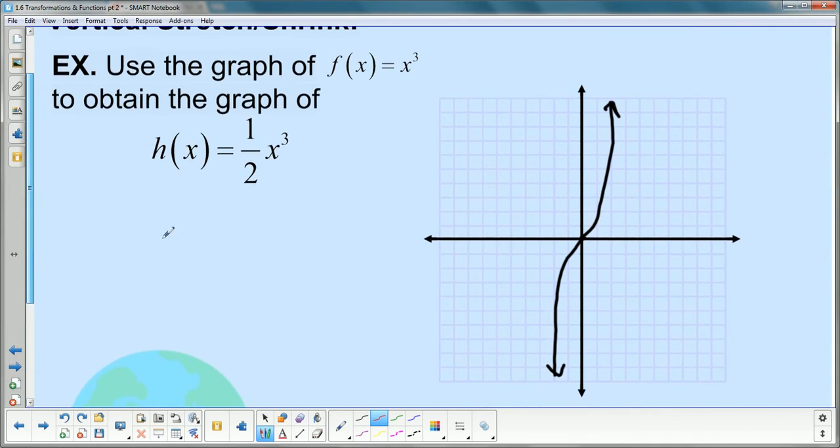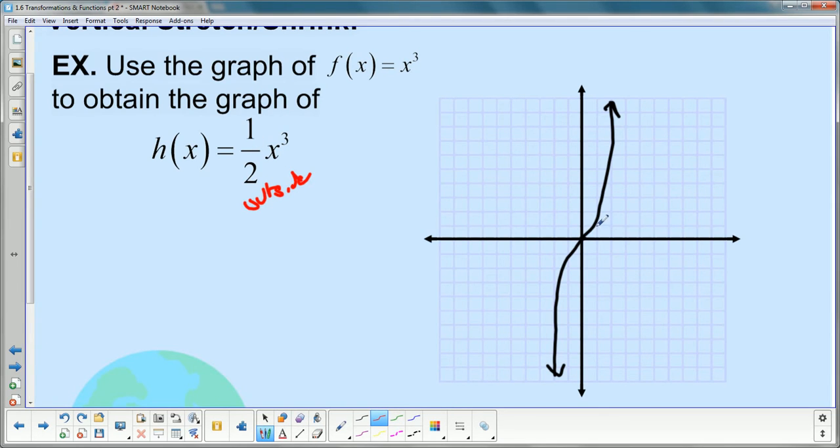Okay, so here we have 1/2 outside our parent function. If it was inside, it would be something like 1/2 x to the third. Okay, this would be a different type of stretch or shrink. It's not vertical like we're looking at right now. So this means we want to shrink everything.